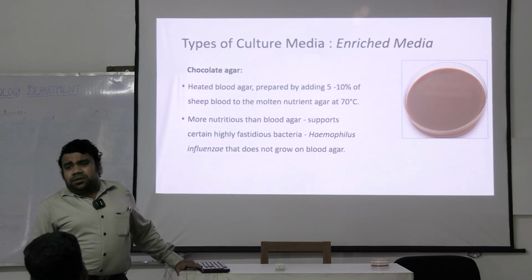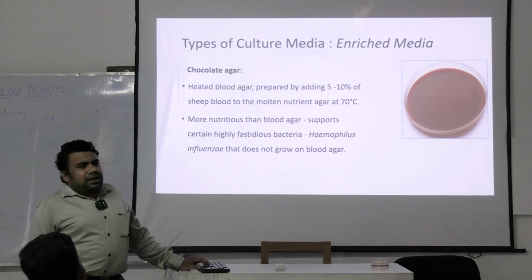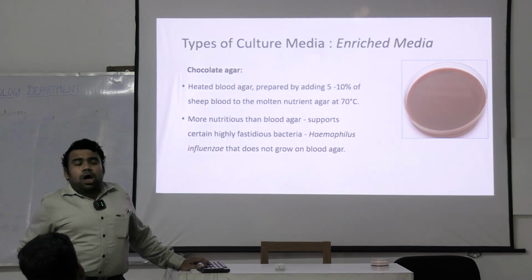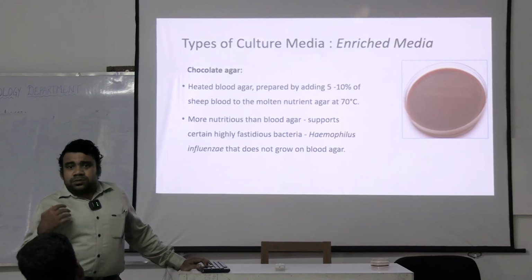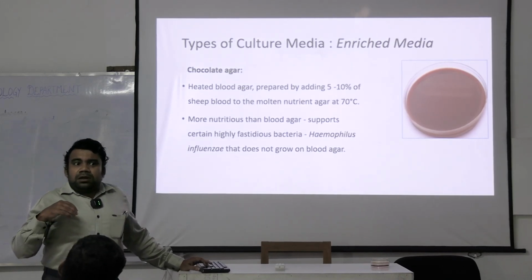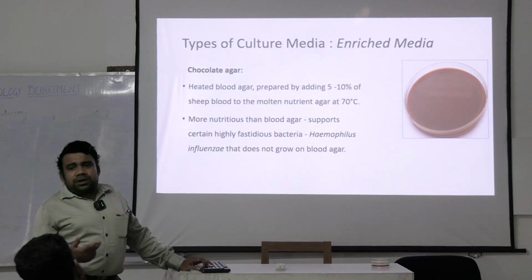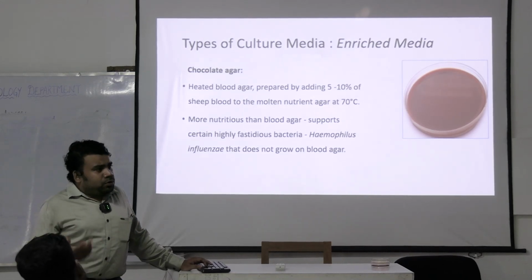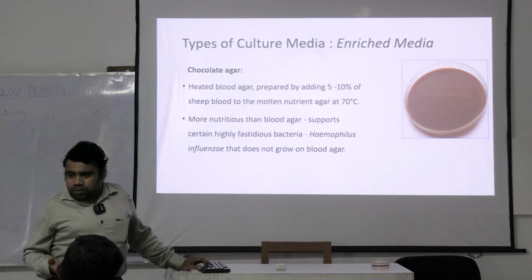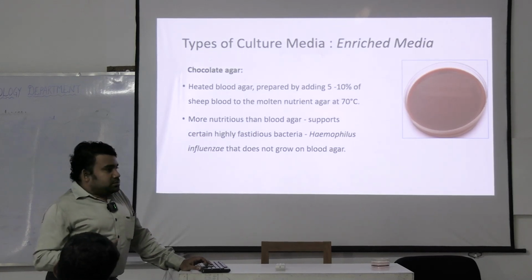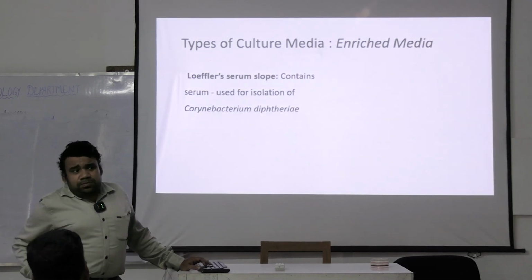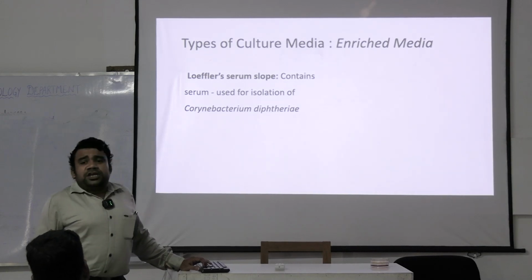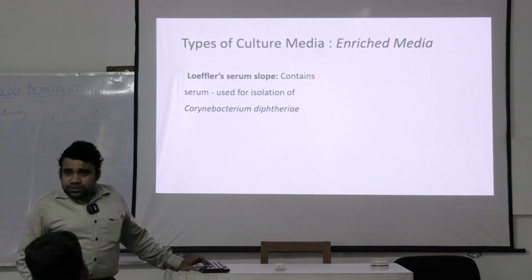Next, if we take the blood agar and we heat it at an appropriate temperature, what will happen? All the protein within the blood will be semi-digested. So, some of the bacteria which cannot digest the proteins in the blood will be able to grow. So, this is even better for fastidious organisms. This is called chocolate agar. Another very good example would be Loeffler's serum slope, in which we use serum for enrichment.